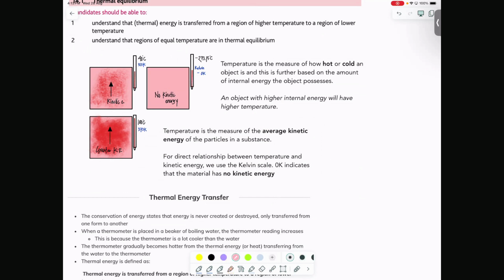There are two definitions. They'll accept this, or they'll also accept that. They're very similar. Measure of how hot or cold an object is, and is further based on the amount of internal energy an object possesses. Internal energy of an object is basically the KE that it has. Okay, so both of these are similar.